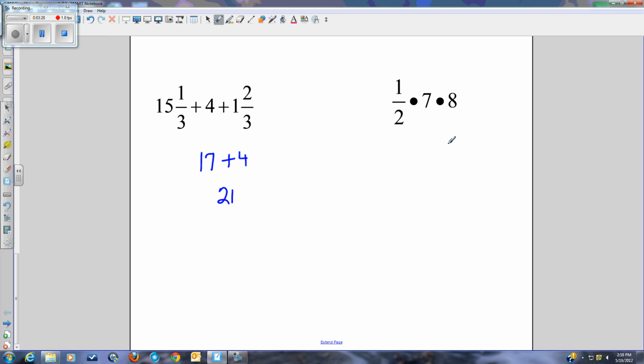Over here, 1/2 times 7 times 8. I'm going to do 1/2 times 8 first, because I know half of 8 is 4. And then just multiply it by the 7, which will give me 28. So let's continue.